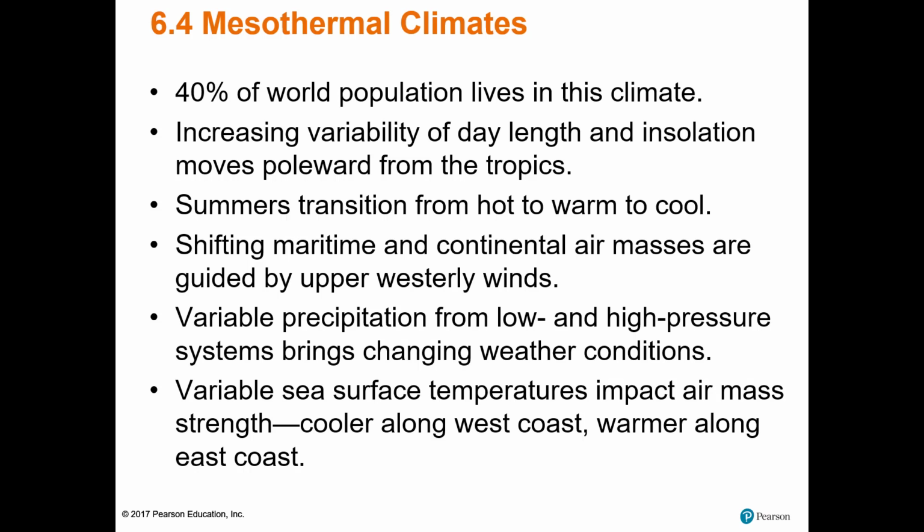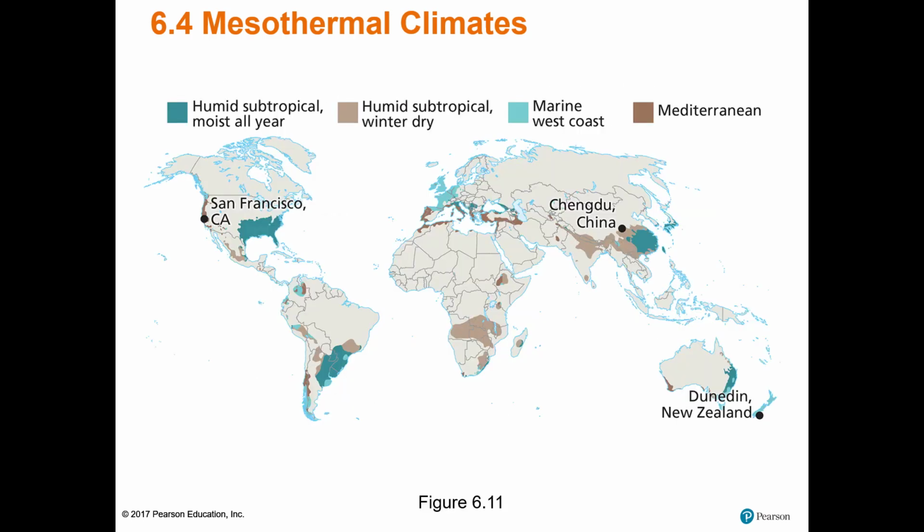There's a shifting maritime and continental air mass, and this is guided by upper westerly winds. There's variable precipitation from low and high pressure systems, and this brings changing weather conditions. There are variable sea surface temperatures. These impact air mass strength. It is cooler along the west coast of all of the continents, and it's warmer along the east coast. Here are the representative areas of mesothermal climates shown in blue and brown shades.